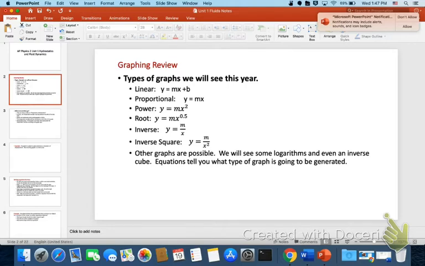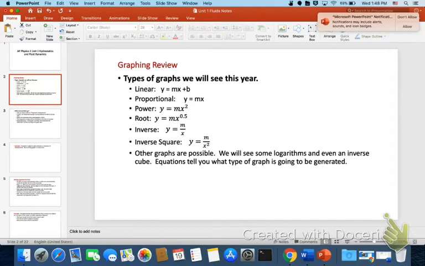We saw one of those last year in our gravitation unit, and we'll talk through that here in just a little bit. We will see other types of graphs this year. We'll see an inverse cube as we get moving through, which I think is in the magnetism unit. And we'll see some logarithms too when we get to capacitors and electric circuits, which is another topic we didn't get to at the end of last year, so we'll have to start from scratch on that unit.